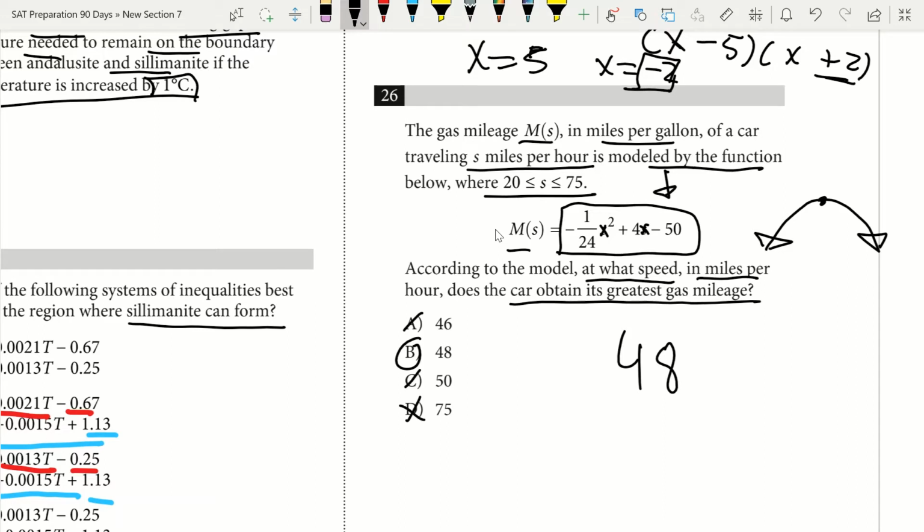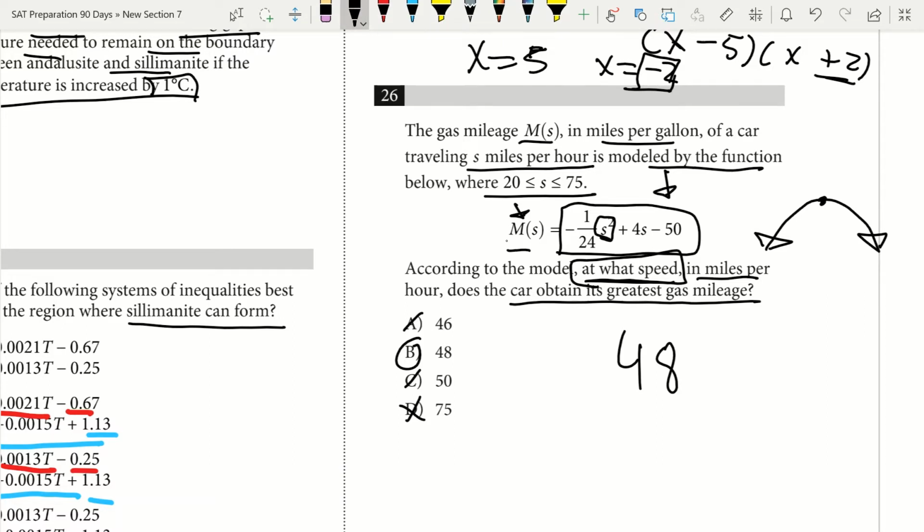Okay, another thing to pay attention to is it's asking you at what speed. Okay, so that's s. So we're solving for x here, not M(s). So we wouldn't answer 46. We would answer 48 because that's what our s is when this maximum miles per gallon is, right?